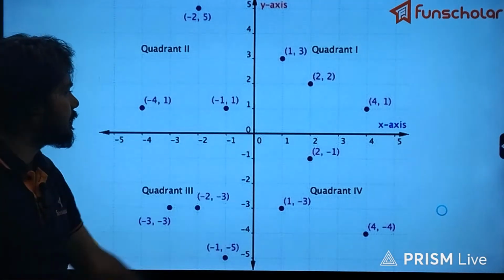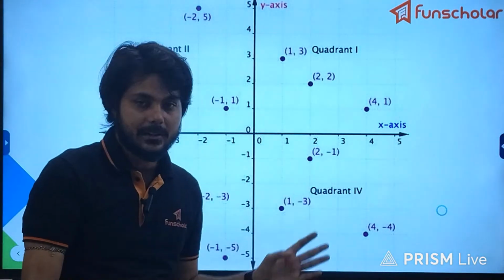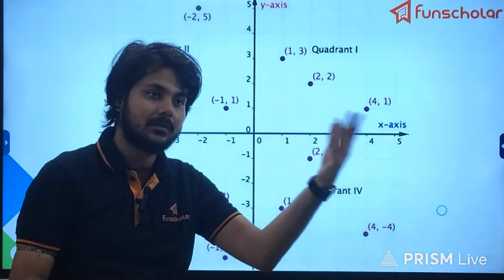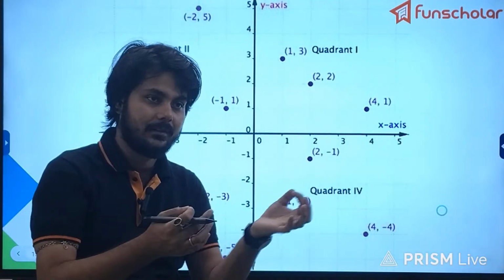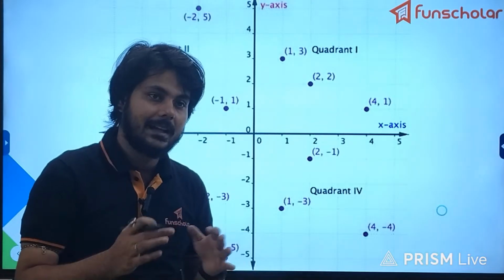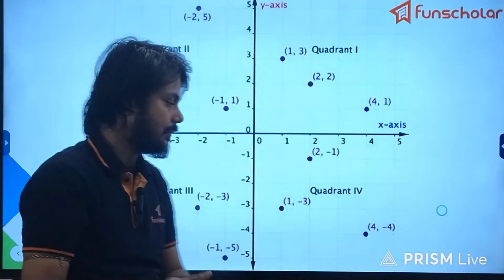These are some examples of how different points have been plotted on a Cartesian plane. You can also plot this by using a graph. Just go to the store and ask the shopkeeper to give you graph paper. You can take millimeter division or inch division, as instructed by your teacher in your school.